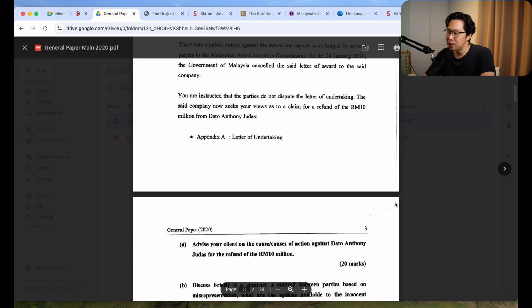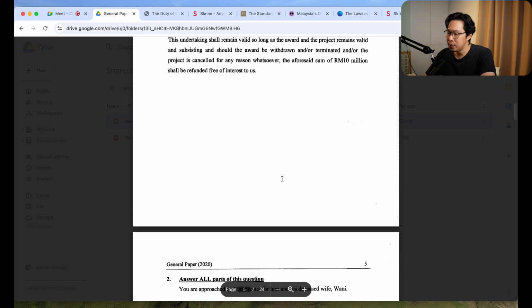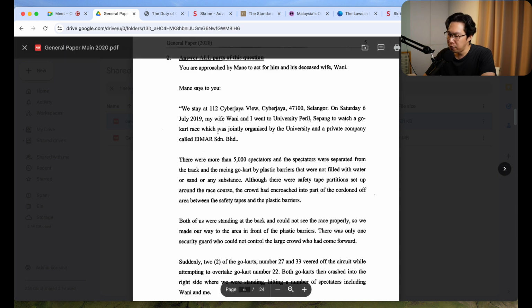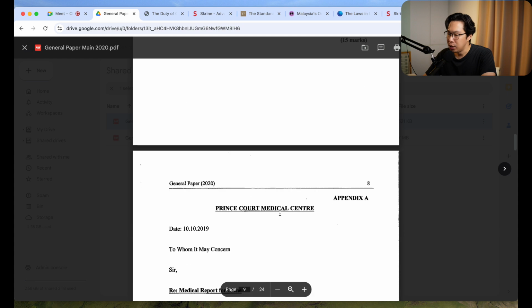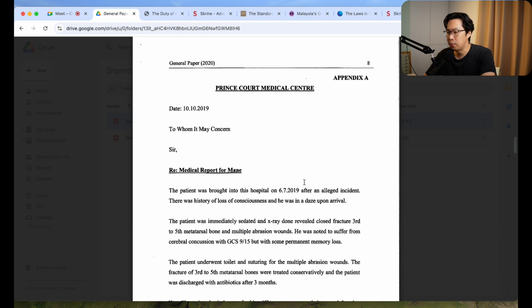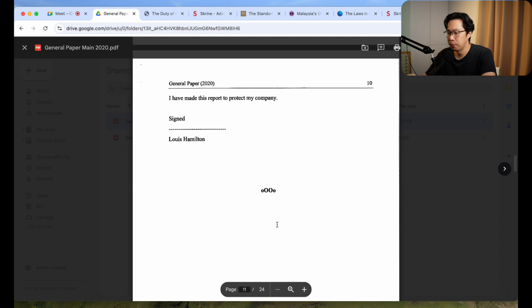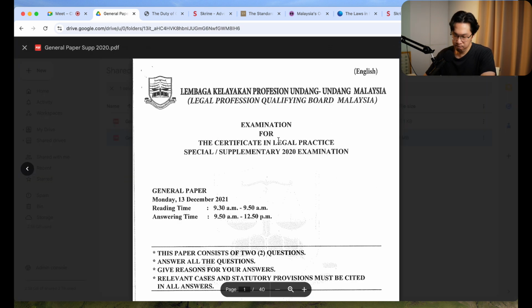Okay, so you see, in contract, there is always the question, then that's it. But in tort, you have the questions, and not only that, you still have other documents, supporting documents, like your medical reports, police reports. Okay, this one is quite short. Some of them have an accident sketch plan.